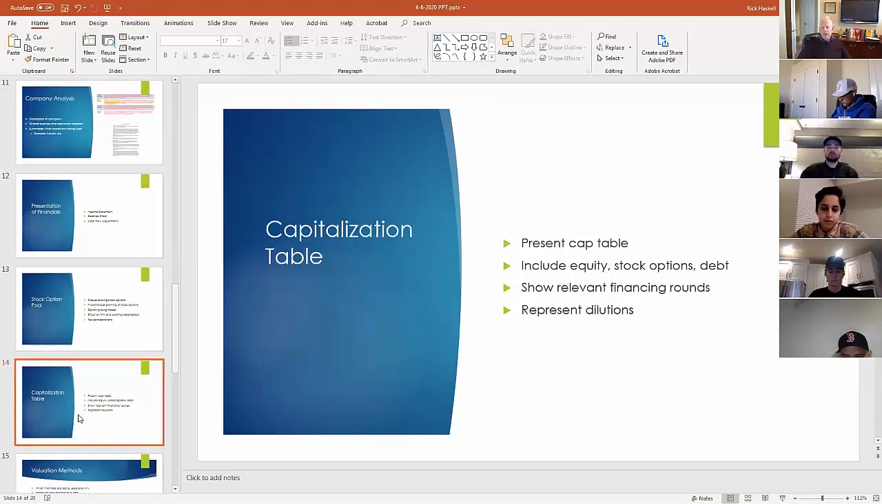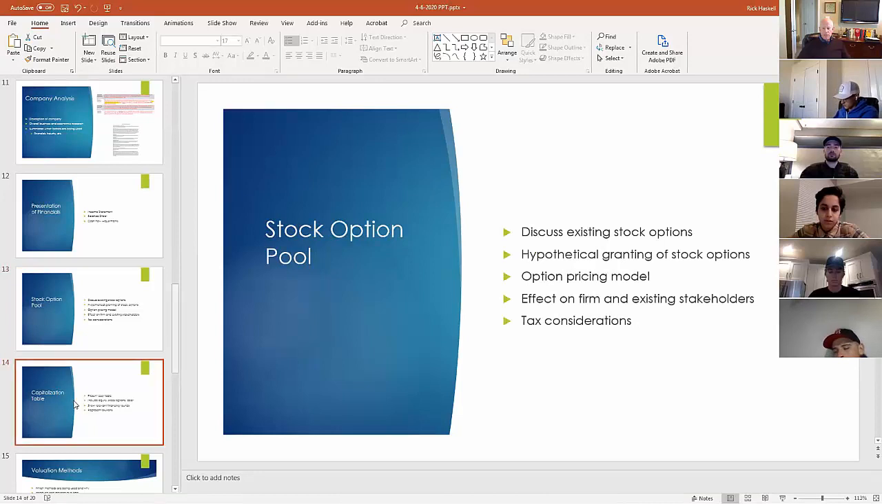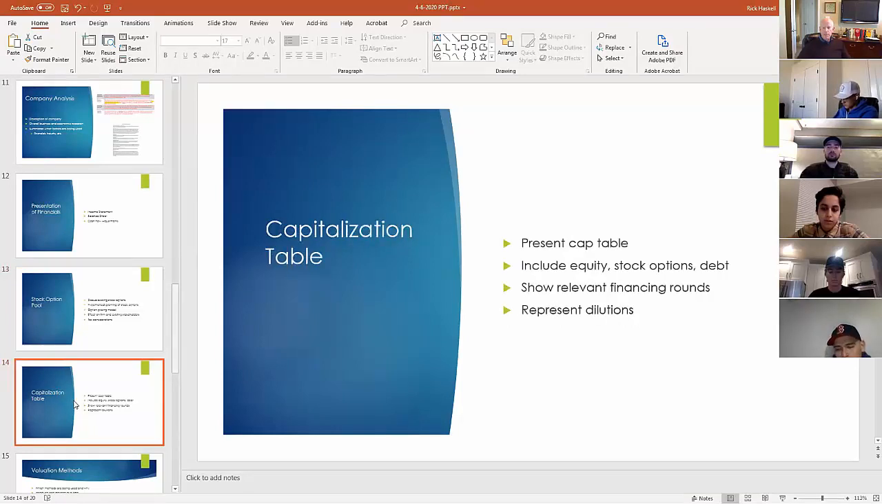You're also then going to give us the cap table. You know how to give us a cap table. It falls after the discussion of the stock option pool because the stock option pool is going to influence the cap table, right? As are existing stock options that have already been granted. So give us the cap table exactly like you know to give us your best cap table.